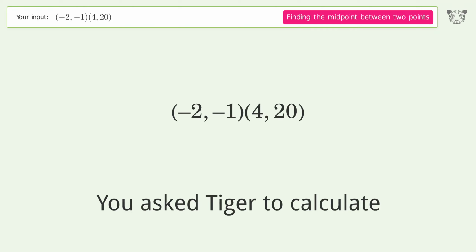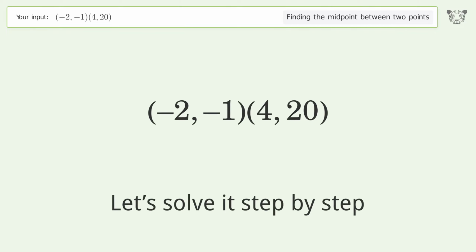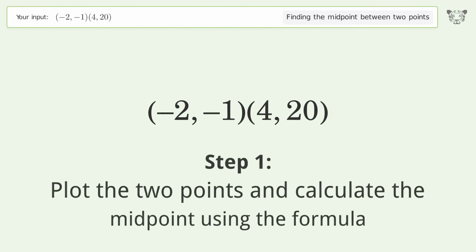You ask Tiger to calculate. This deals with finding the midpoint between 2 points. The midpoint between the 2 points is 1, 9.5. Let's solve it step by step. Plot the 2 points and calculate the midpoint using the formula.